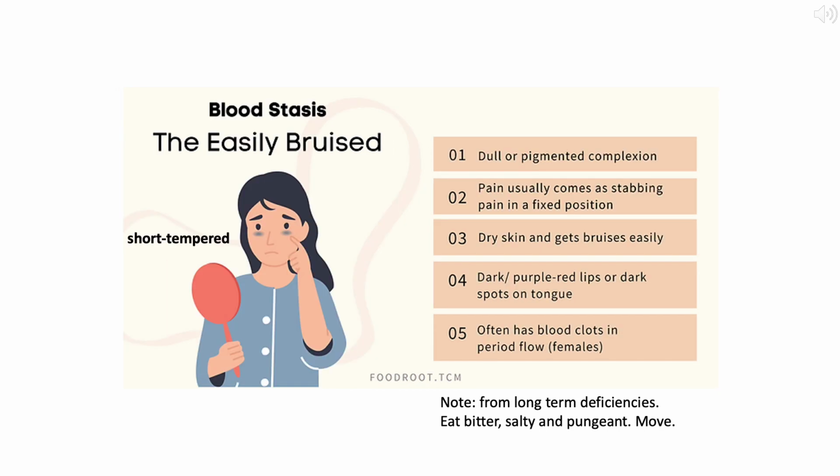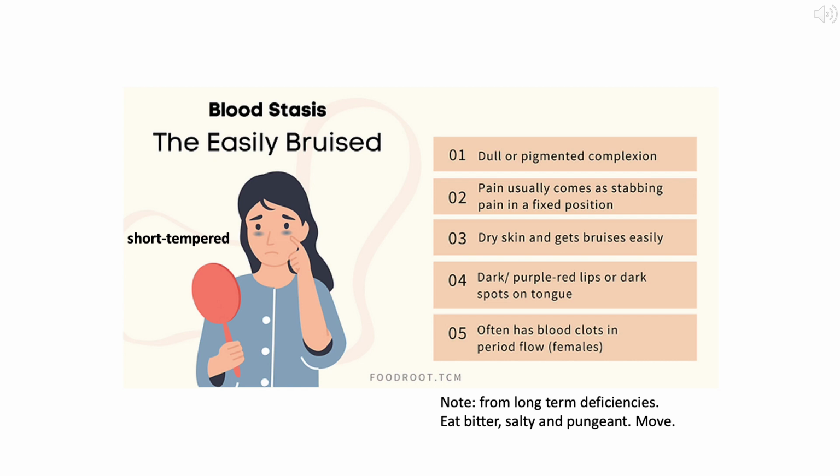Now we're looking at blood stasis or blood stagnation. This is someone who will be kind of low on energy, the blood is not flowing enough. So you could have bruises that form easily, skin that doesn't heal fast enough. This person could be impatient and short-tempered. And when we're looking at other symptoms, you're looking at a dull complexion.